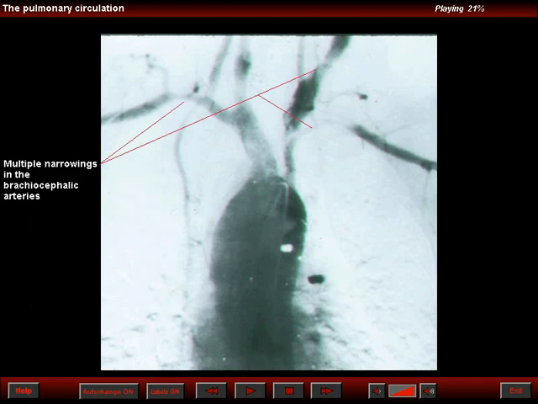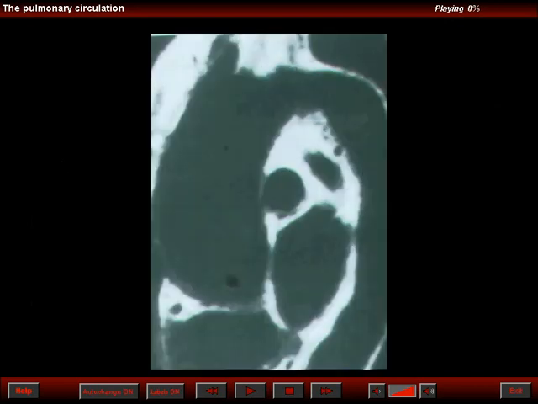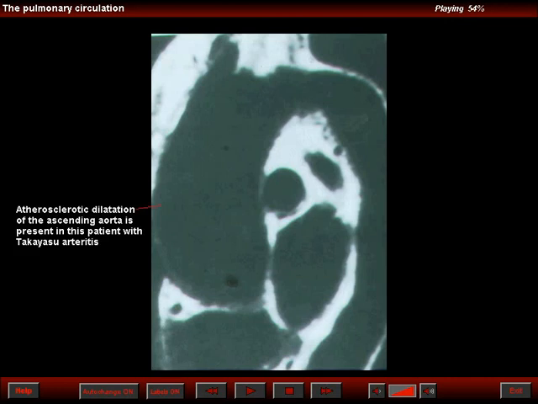Another case of Takayasu arteritis showing multiple arterial narrowings in brachiocephalic arteries. Here we can see an arch aortogram showing narrowing of the brachiocephalic artery. This is an MR angiogram of a patient with Takayasu arteritis. In this particular case, there was arteriosclerotic dilation of the ascending aorta and prominent collateral arteries observed ventral to the descending aorta. Occlusion of the left common carotid and left subclavian arteries was also present.